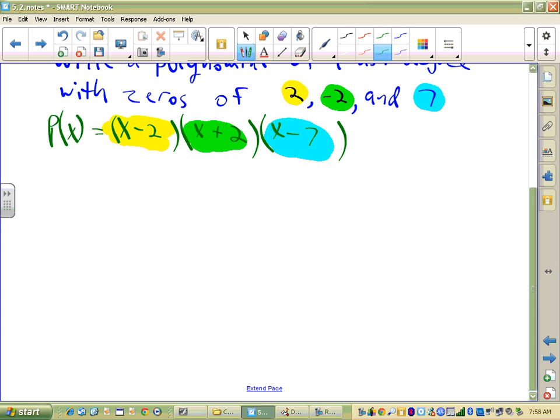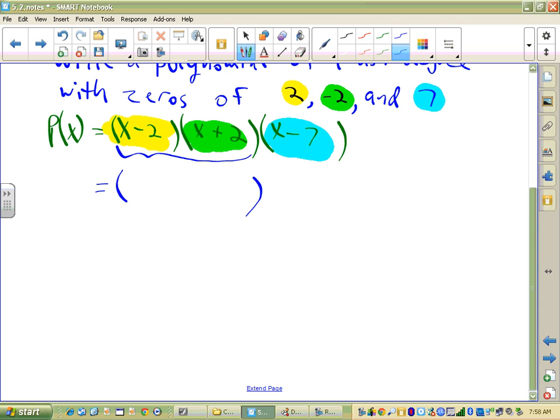Now, in Math Excel, or even on a test or a quiz, they might say, well, you know what, that's not good enough. Let's put this in standard form. So you know what that means, right? I got skills in multiplying. Okay, I'm going to go ahead and FOIL these first two factors.